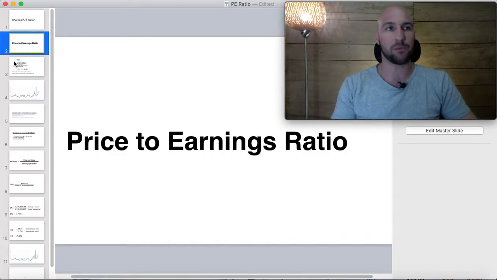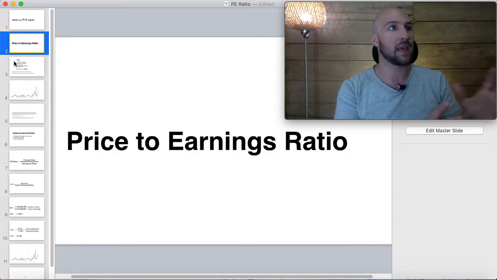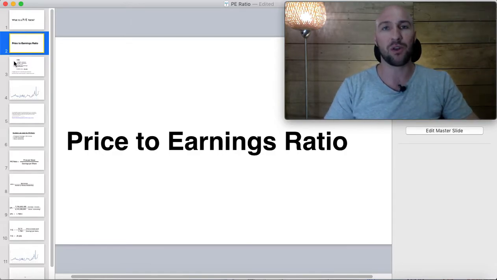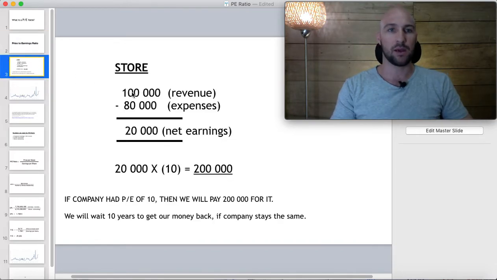Let me give you an example. Imagine you walk downtown, right? You have some money, you want to invest it. You see this amazing candy store, or whatever store you like. I like candy. So we go inside and ask the owner, okay, how much do you make per year? The owner says, I make 100,000 in revenue per year.